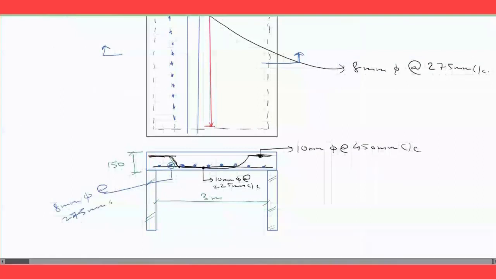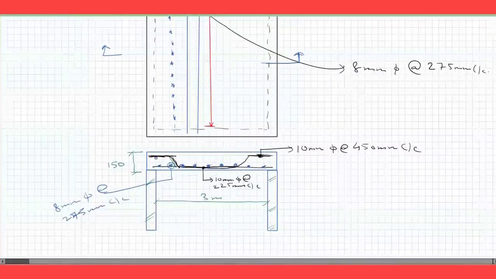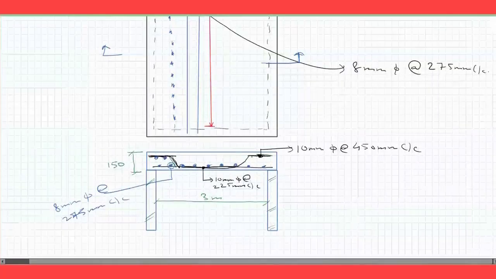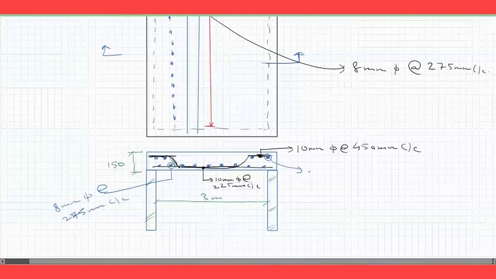And also you'll be having distribution bar here also. In the cranking portion. So this bar is also your distribution bar, which you provide on the tension side. It is actually how much? It is 8 mm at 275 millimeter center to center.